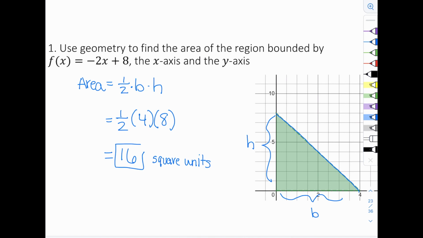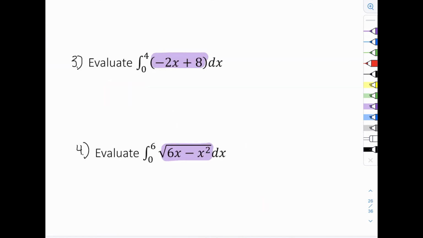If you look, it started at x is equal to 0, and it ended at x is equal to 4. That's why we have the endpoints of this interval from 0 to 4. So we're trying to find the area under the curve negative 2x plus 8, from 0 to 4. And we already found that area. It was 16.